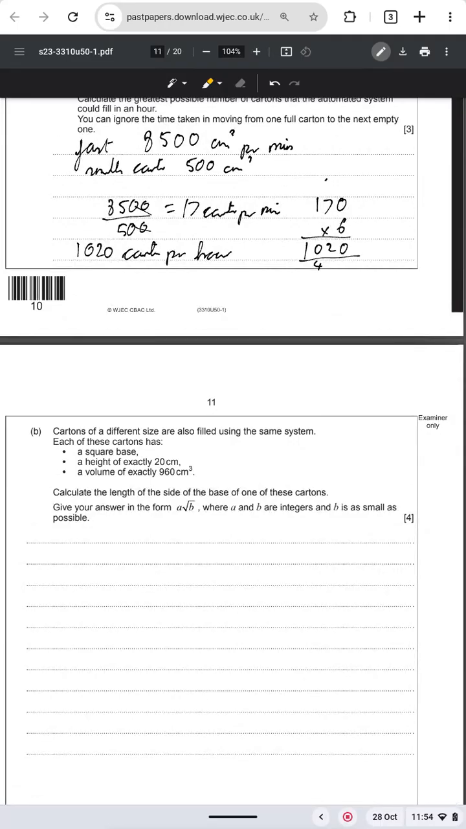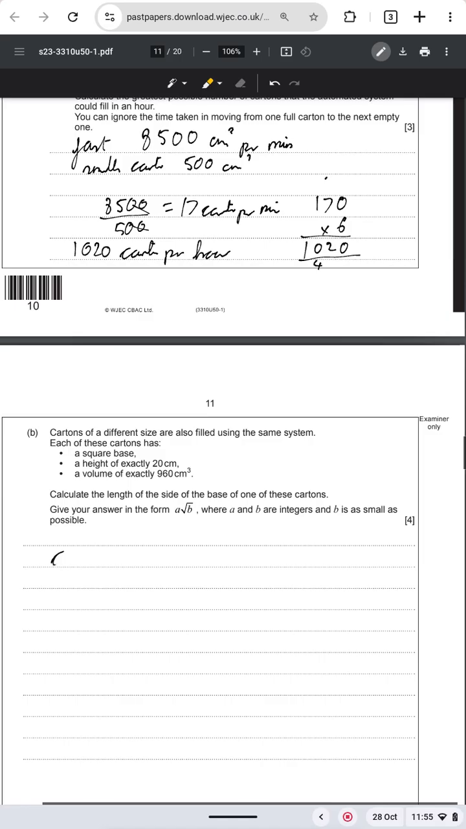Okay, so cartons of a different size are filled by using the same system. The carton has a square base, a height of 20 centimetres. The volume is exactly 960 centimetres cubed. Calculate the length of the side of the base of the carton. So first of all, we need to find out what the area of the base is.